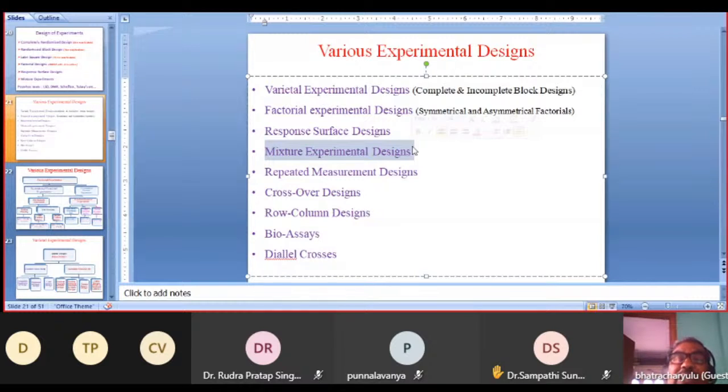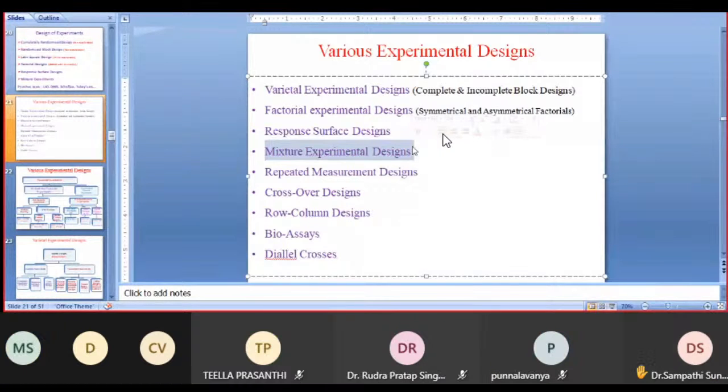And there are some other types of designs called repeated measurement designs and crossover designs, and row column designs, which are applicable to biological assays, and diallel crosses.